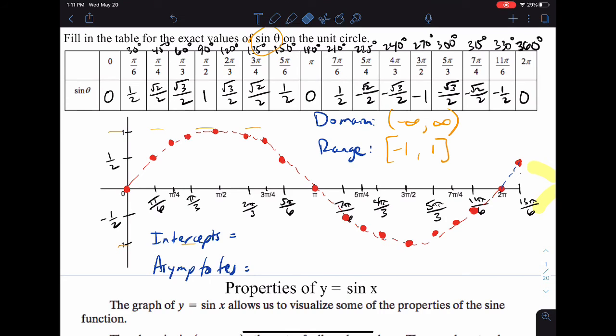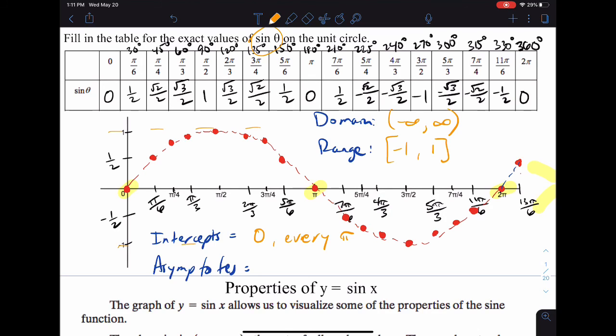Intercepts. Intercepts are where it crosses, first of all, the x-intercepts. Well, the x-intercepts are 0, pi, 2 pi, and it continues. It continues every pi. So the intercepts continue every pi starting with 0. So it starts at 0, and then they'll exist every pi: 0, pi, 2 pi, 3 pi, 4 pi, 5 pi, it'll always be there.